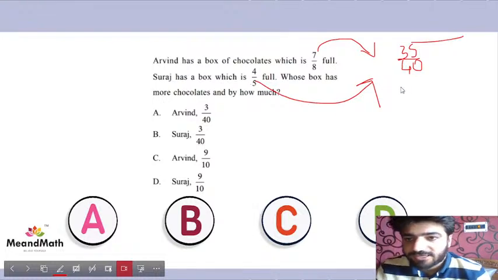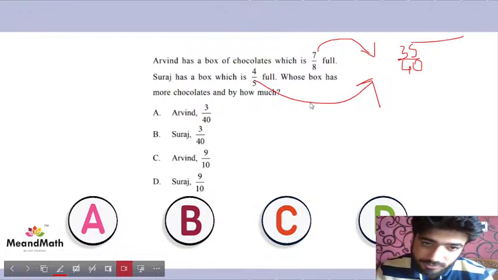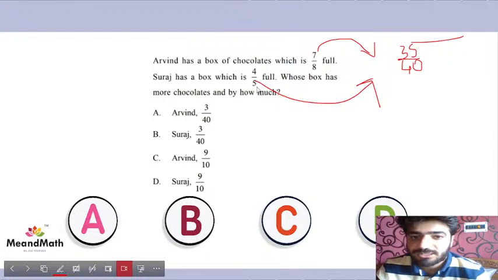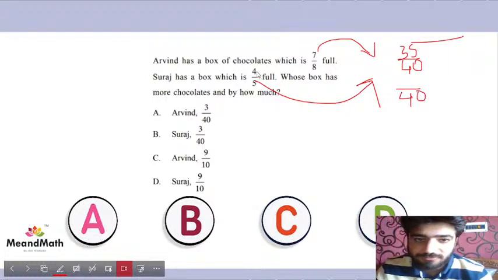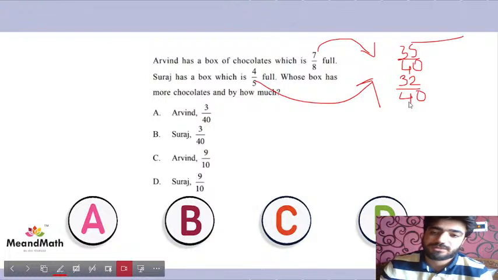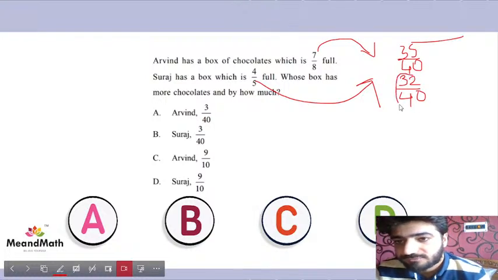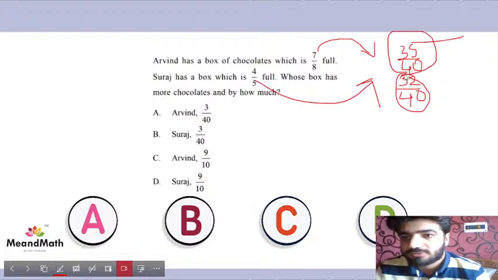Now 4 by 5, in order to change it into a denominator of 40, what will I multiply 5 with? 8. So it becomes 40. Now if I multiply 4 by 8, it becomes 32, since I have to multiply the numerator and the denominator by the same number. So this becomes 32 by 40. Arvind becomes 35 by 40. Now it is very simple.